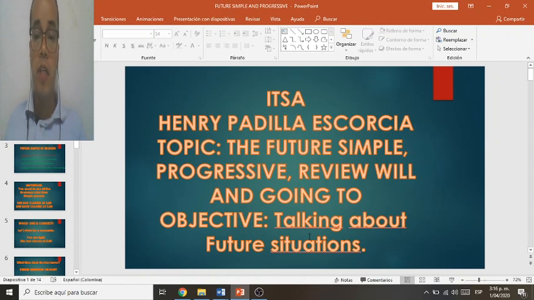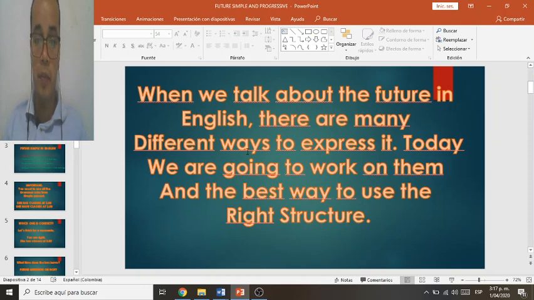The objective is going to be talking about future situations, how to express the future in English. We have different ways. Some of them are synonyms, some of them are not, and require a specific future. Today we're going to work on that. I'm going to let you know when to use simple future, progressive future, future will, and future going to. We're going to complete a review, as I was mentioning before. Okay, let's begin.